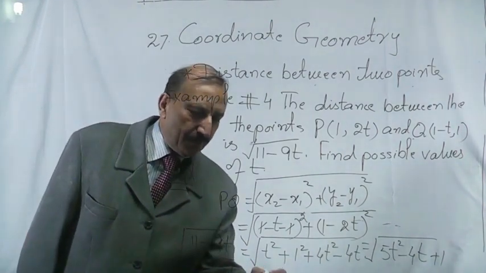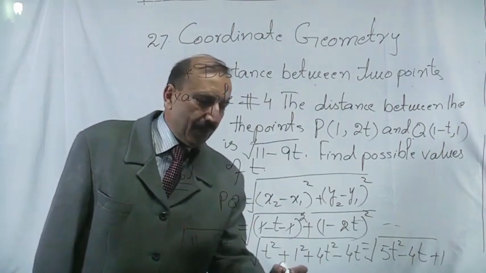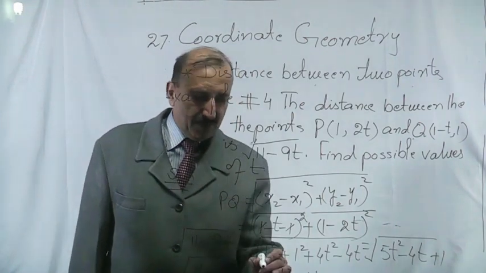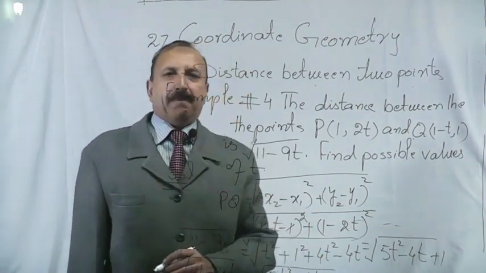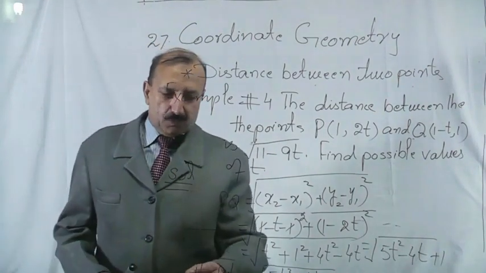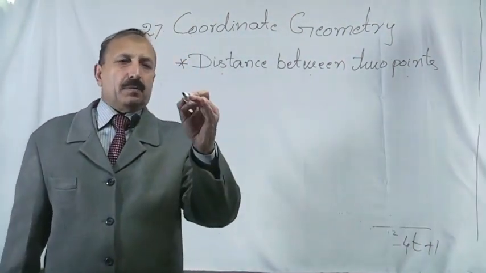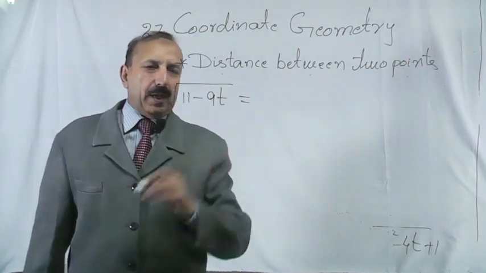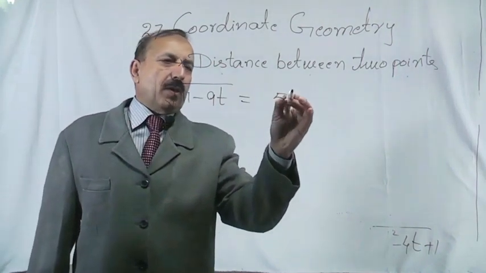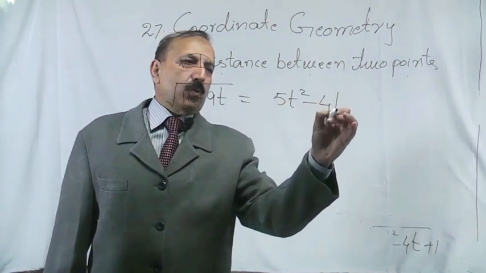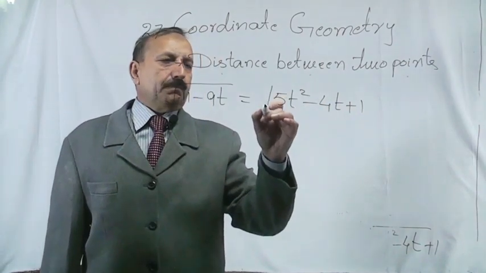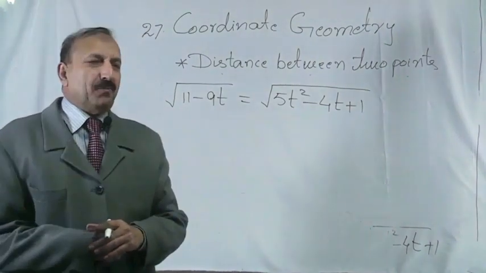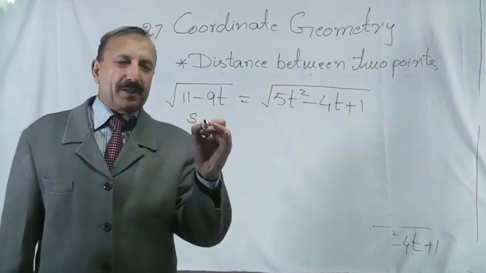This is equal to the square root of 5t square minus 4t plus 1. We will square both sides: the square root of 11 minus 9t is equal to the square root of 5t square minus 4t plus 1. Our last step was this. We want to find the value of t, squaring both sides.